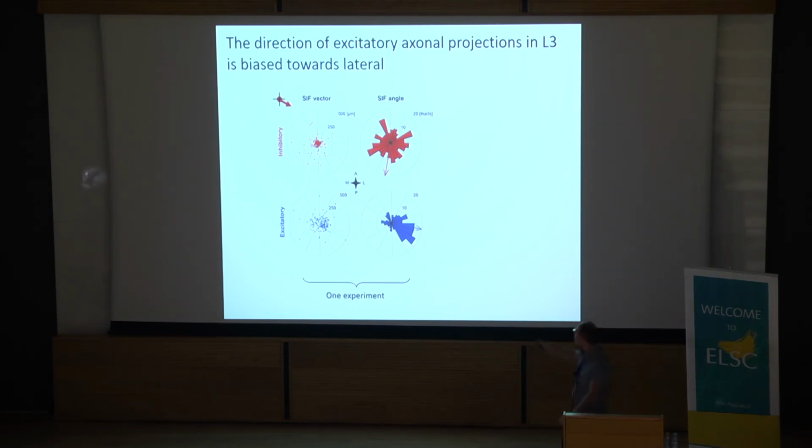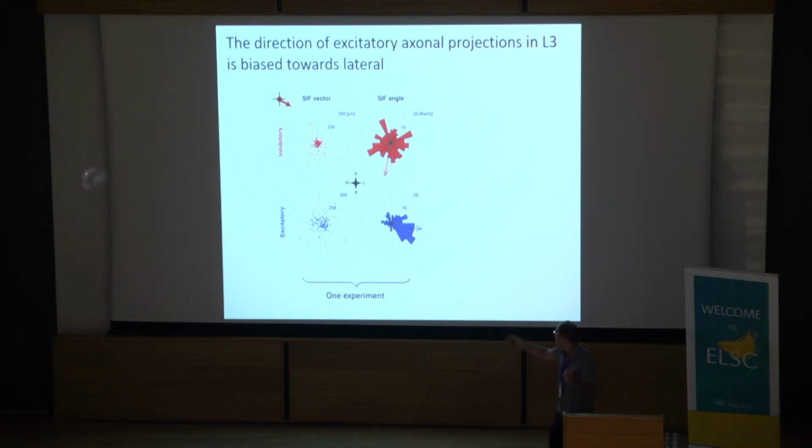So what you see here is the distribution of these projection vectors on the tangential plane of the cortex. Each dot is a neuron in one experiment. And this is the distribution of the angles for inhibitory neurons. For inhibitory neurons, you see that there's nothing much going on. Different neurons project to different positions in cortex. But when you look at excitatory neurons, there's a clear bias.